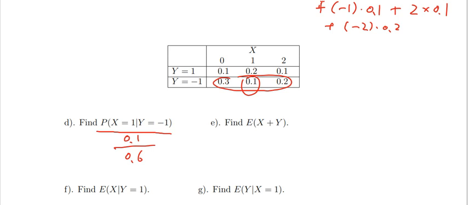Okay. So to find E[x plus y], we can do it this way: find all possible values of x plus y, like x equals 0, y equals 1, so 0 plus 1, then multiply by the probability that this happens, x equals 0, y equals 1, probability 0.1, and so on. We can also use the fact that this equals E[x] plus E[y]. We can separate. Okay.